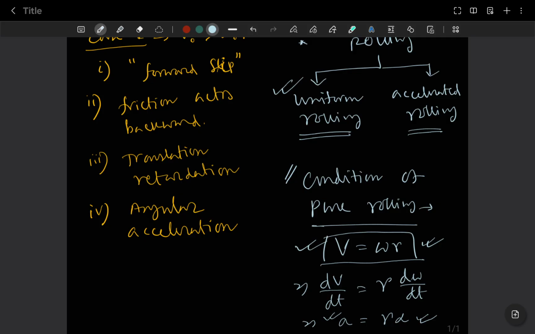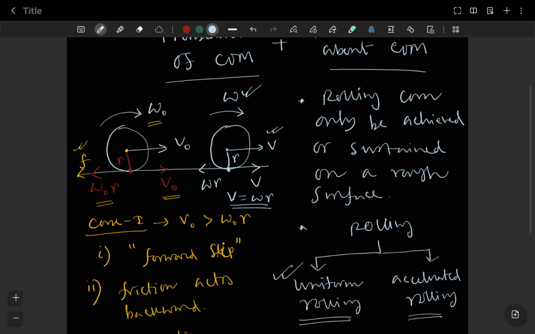Actually, one question may surface in your mind: Sir, if there is no friction once pure rolling is attained, then why does a rolling body eventually stop? It's a valid question. So the friction I am talking about is actually the sliding friction.